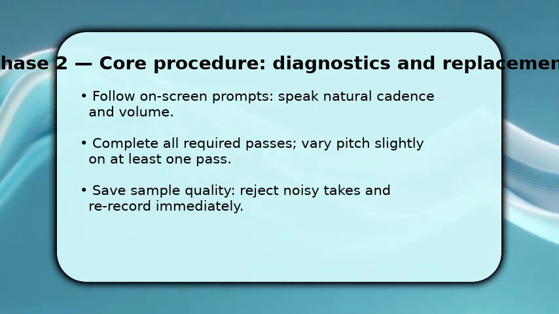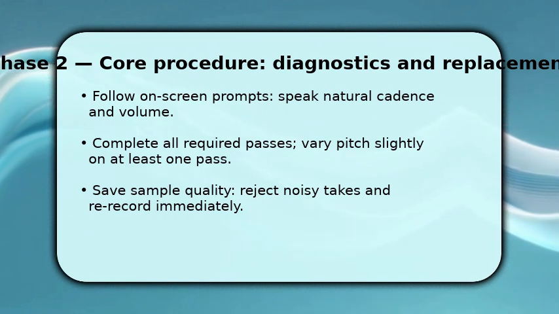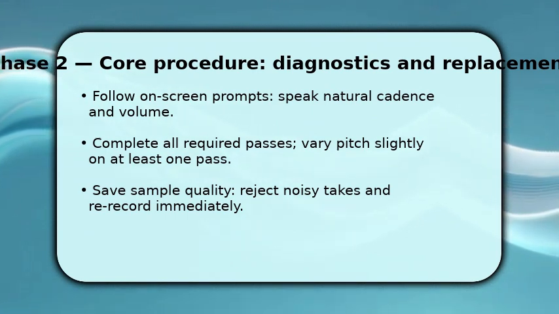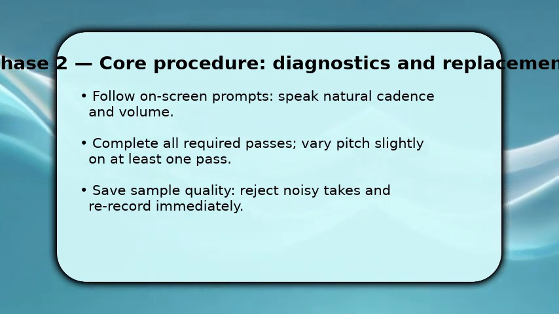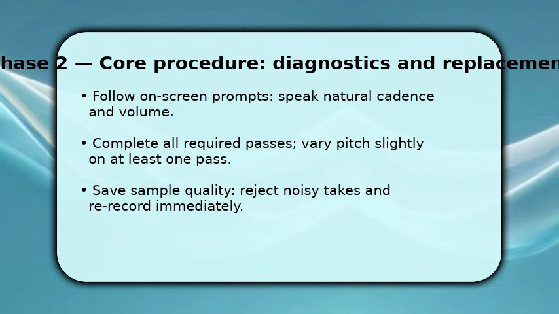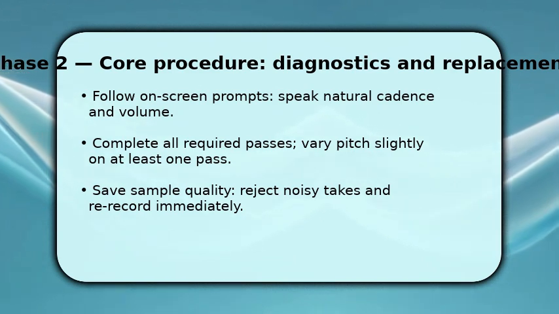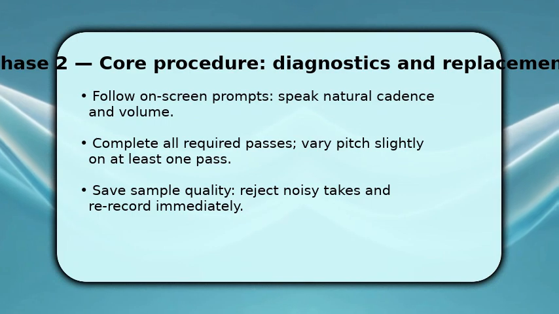Make sure to complete every required pass. If any recording shows distortion or noise, reject it and re-record right away. The system compares spectral features and timing. More clean variability equals better matching. If progress stalls, pause, breathe, and resume to avoid rushed, inconsistent takes.